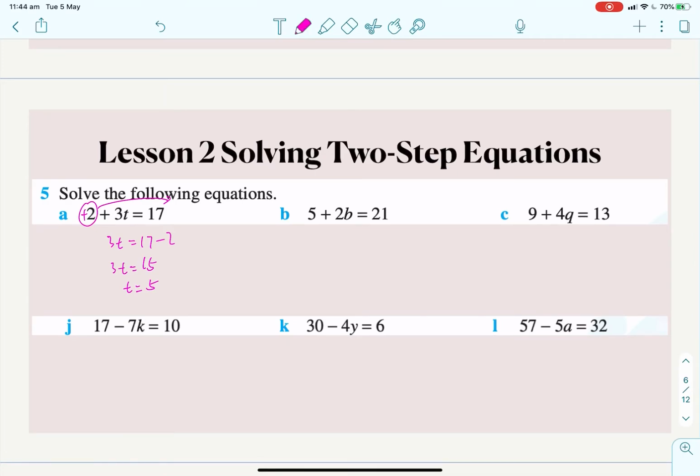Now, the next few will be quite simple. I'm going to leave it to you. I'm going to go ahead and work on J. Okay, J again. It is an invisible plus.